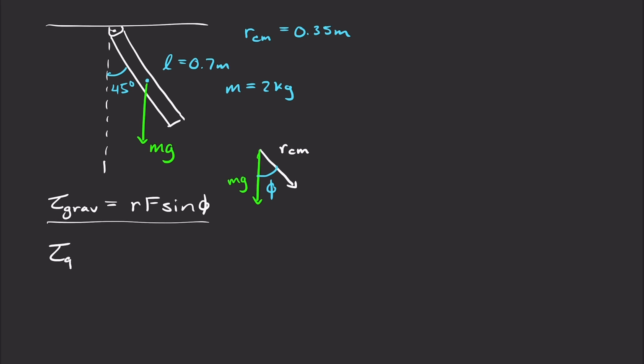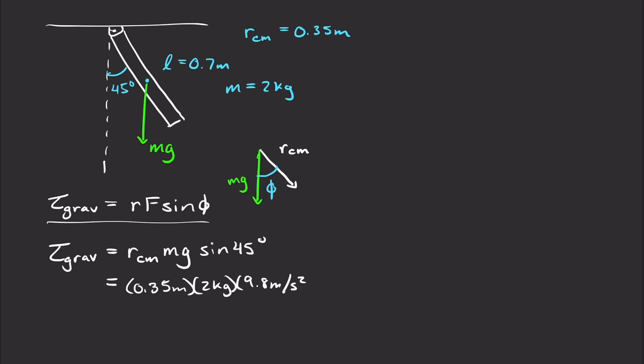So now I get the torque from gravity. If I replace this, this is going to be R to the center of mass. My force in this case is the weight, and this is going to be sine of 45 degrees. So if I plug in my numbers, I get 0.35 meters times the mass, 2 kilograms, g is 9.8 meters per second squared, and sine of 45 degrees. And we get 4.85 Newton meters.